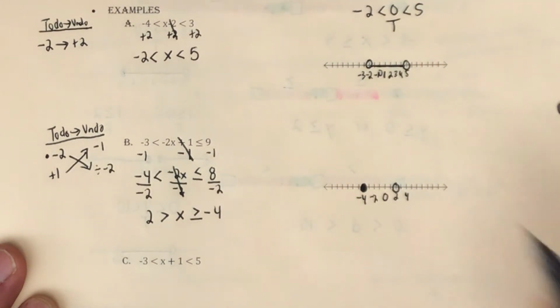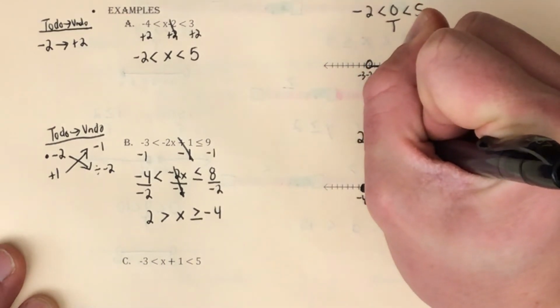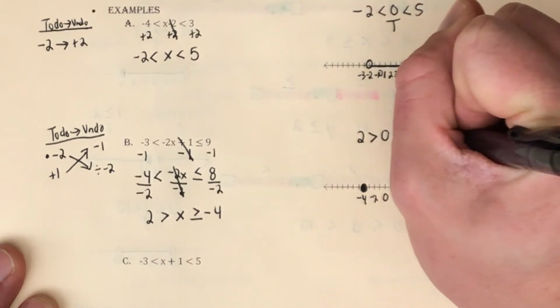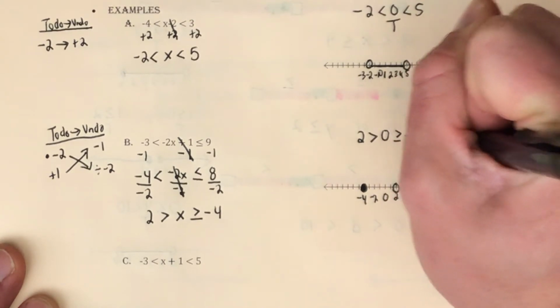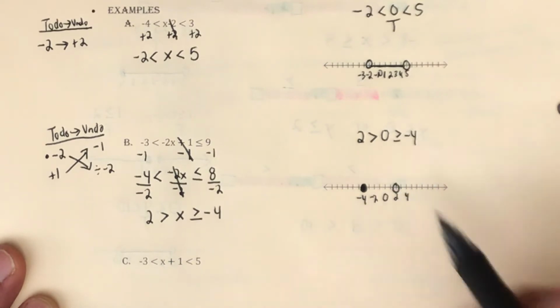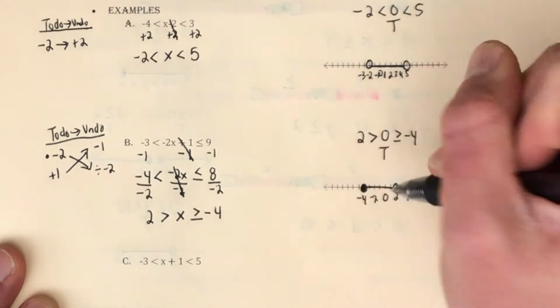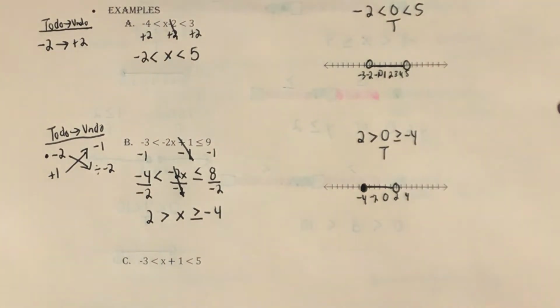Then last step, choose a number in between. I choose 0 and plug it in to see if it's true. So 2 is greater than 0, which is greater than or equal to negative 4. Well, 2 is greater than 0, and 0 is greater than negative 4, so that is true. So again, it is a line connecting the two circles. Reiterate again, that will always happen with compound inequalities. So make sure that you're paying attention to that.